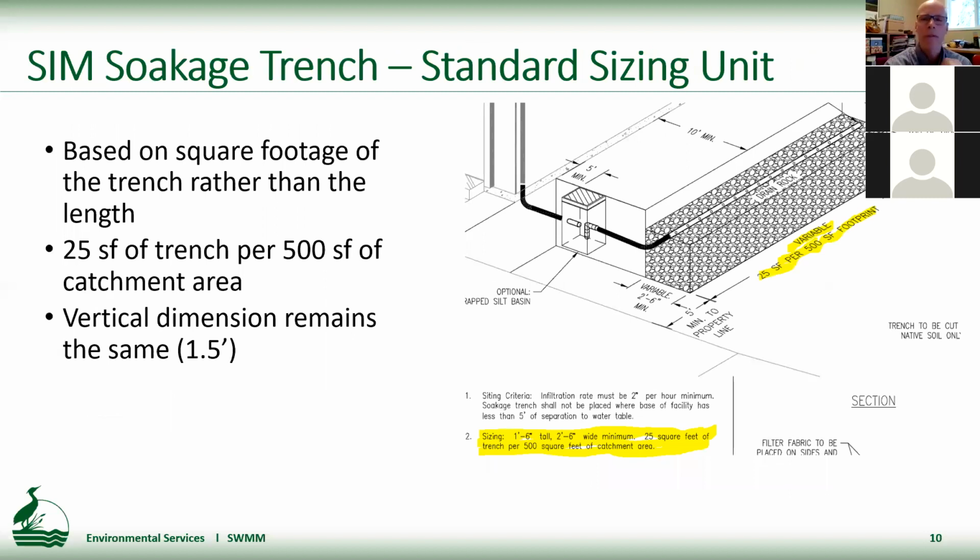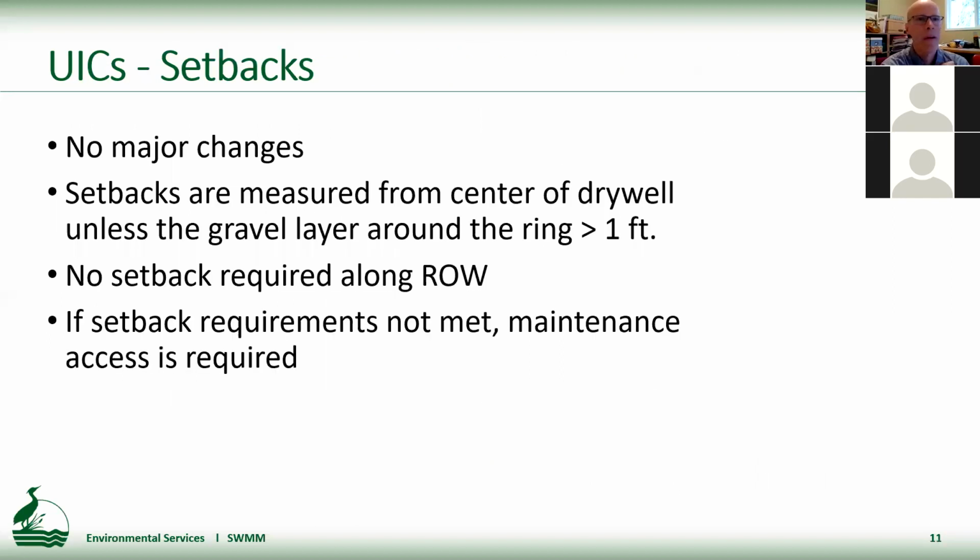Soakage trenches, just a small change to how we size them. It used to be a length of trench per unit roof area. Now we're to provide flexibility. The sizing factor is now 25 square feet of trench, that's surface area per 500 square feet of catchment area. Next. There really aren't many changes to the UIC setback requirements.